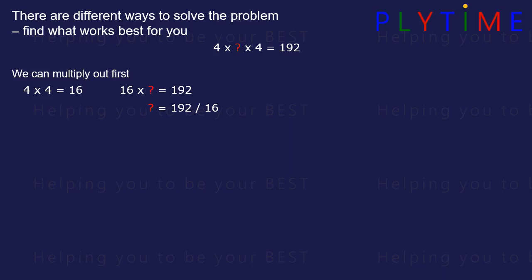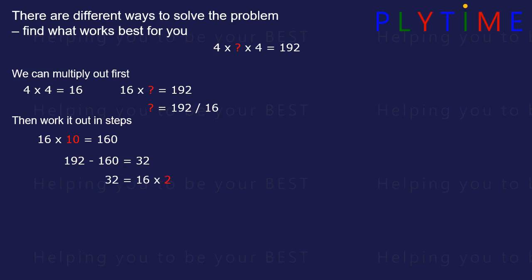We don't know our 16 times tables, so we could work it out in steps. We know 16 times 10 equals 160. Now we have to find out 192 minus 160 is 32. How many 16s go into 32? 2 16s are 32. So 16 times 10 plus 16 times 2 equals 192. So 16 times 12 equals 192, and the question mark equals 12.